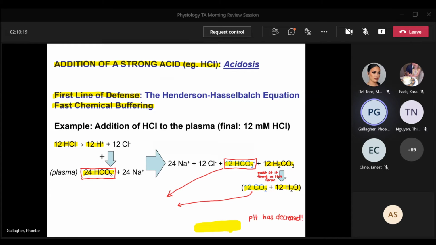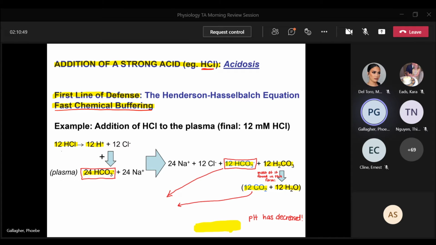Okay, so now we're actually looking at how your bicarbonate buffer reacts to the addition of a strong acid. This is what happens if you were to drink hydrochloric acid or something like that. It's going to lead to acidosis. Obviously, it's going to drop your blood pH. So the first thing that happens is your fast chemical buffering. This is pretty much considered the immediate response because it's just the first thing that happens.